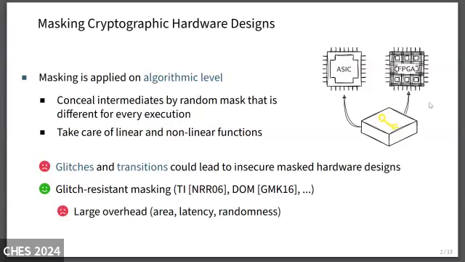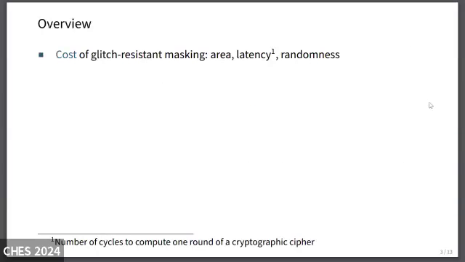And unfortunately, there's still a downside again. It will have a larger overhead. So masking already adds a bit of overhead to your design. And when you want to be secure against glitches, it will become even larger. And the core question in this work was, how can we decrease this overhead? How can we deal with that? And if you think about the cost of glitch-resistant masking, it will be especially manifested in area, latency, and randomness.